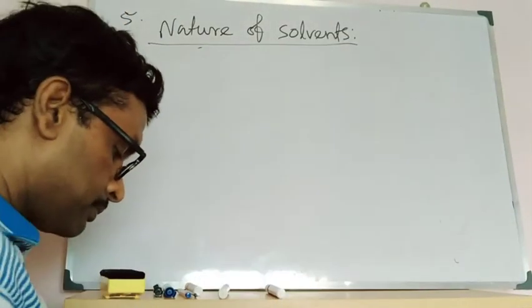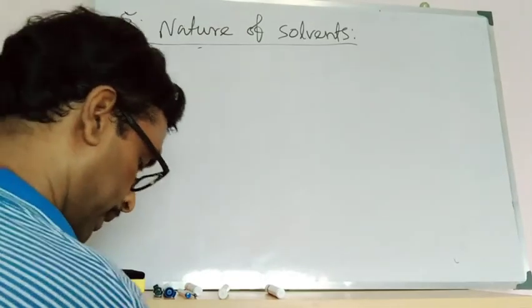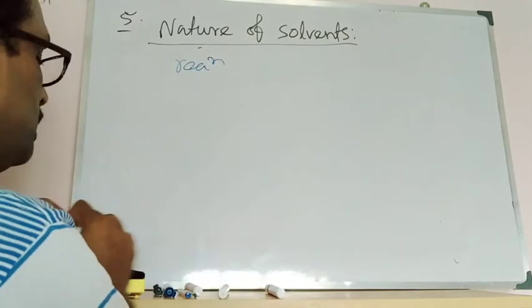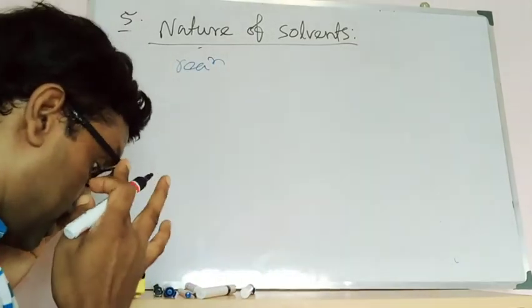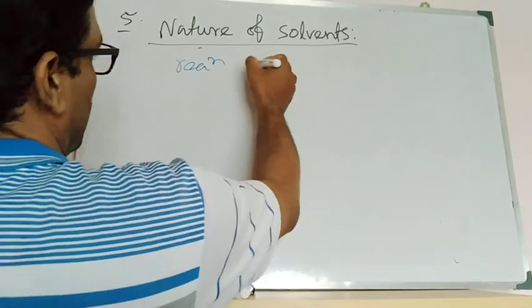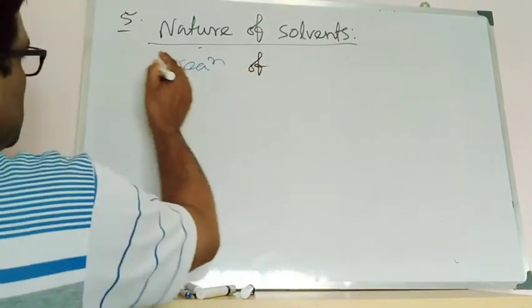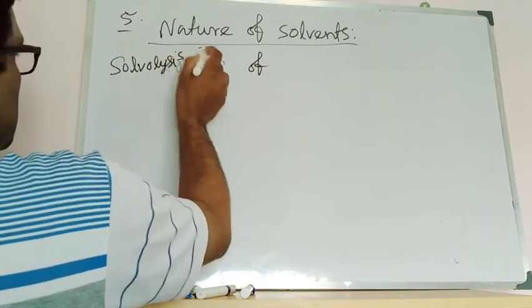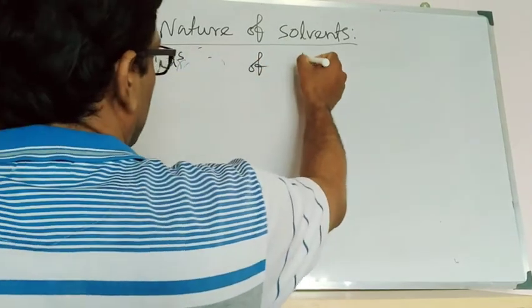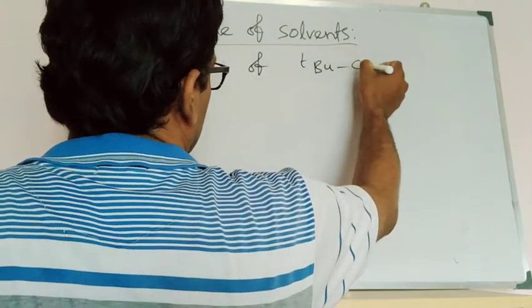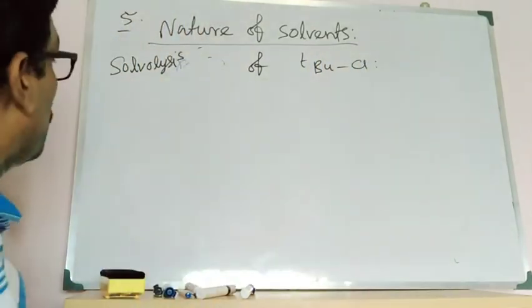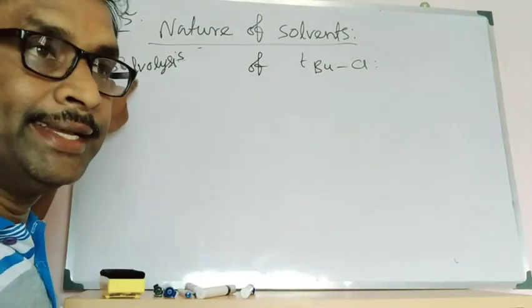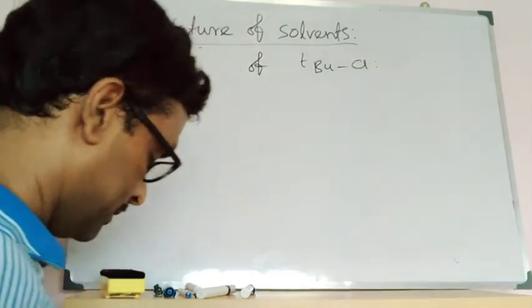So now come to an example of this one. Reaction of tertiary butyl, solvolysis, okay. Solvolysis of tertiary butyl. I have already told what is the definition of solvolysis. Solvolysis means the solvent acts as the nucleophile. So no added nucleophile is necessary here.